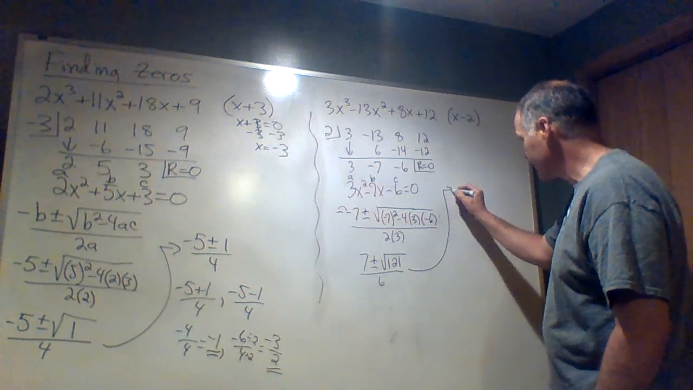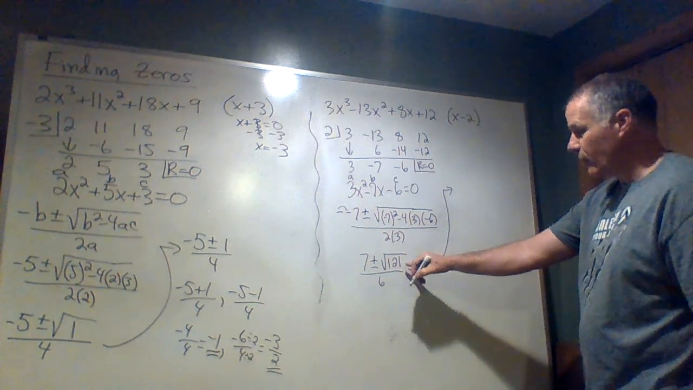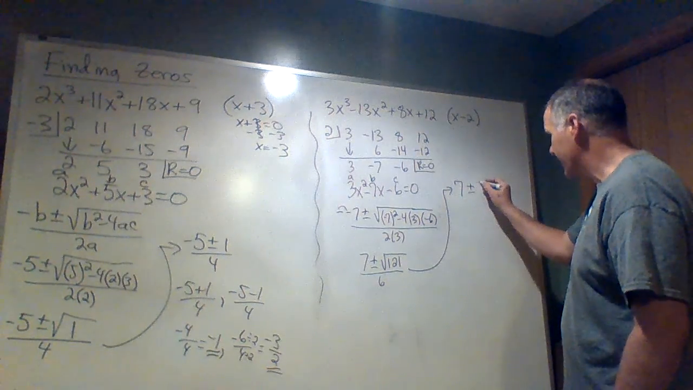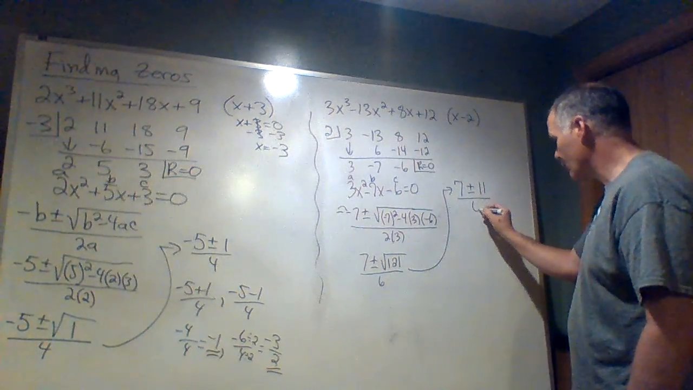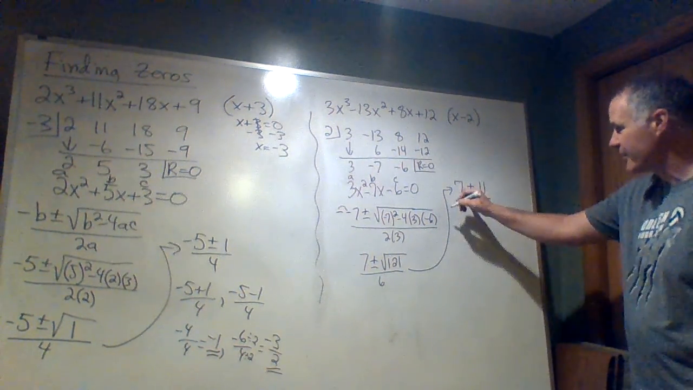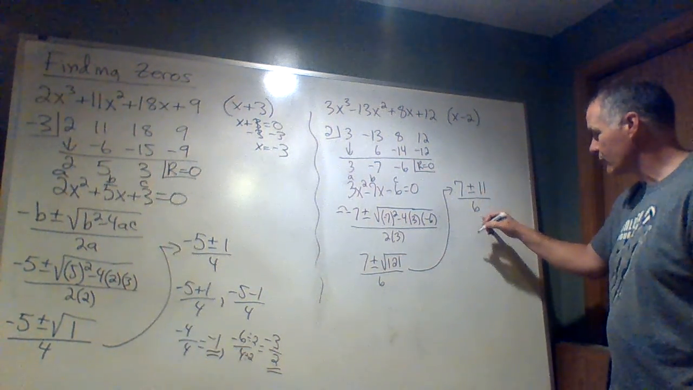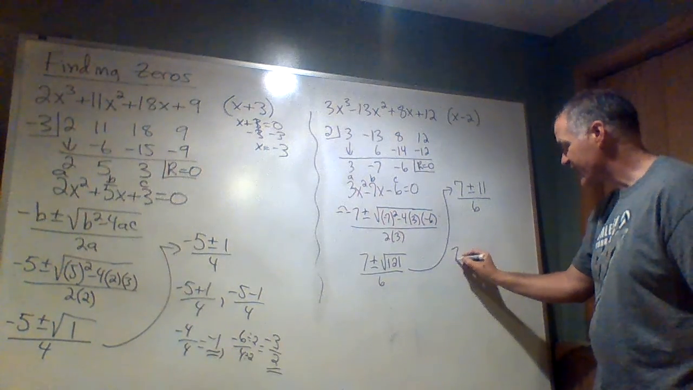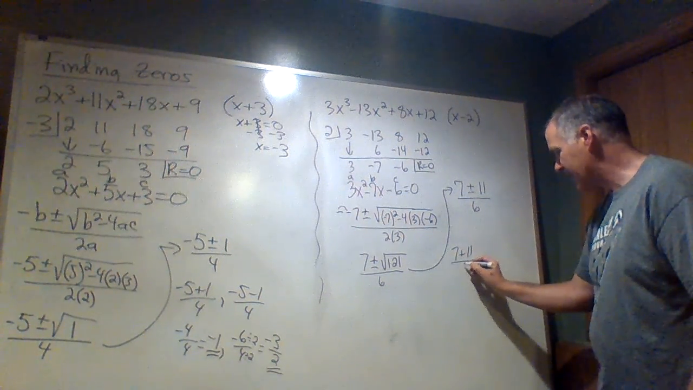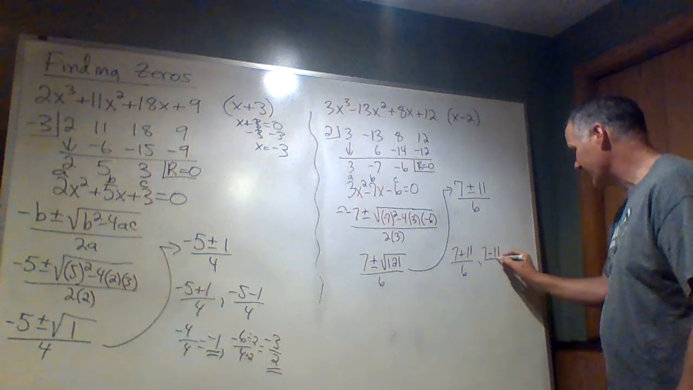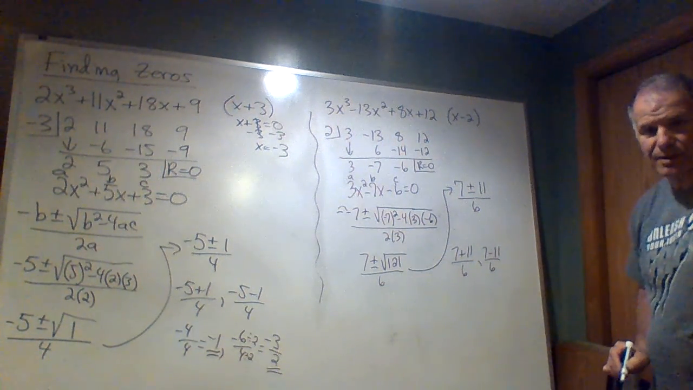Okay, I'm going to move over here. So square root of 121 is 11, right? So 7 plus or minus 11 over 6. There we go. So 7 plus or minus square root of 121 is 11 over 6. Now remember, we separate. So 7 plus 11 over 6, comma, 7 minus 11 over 6.